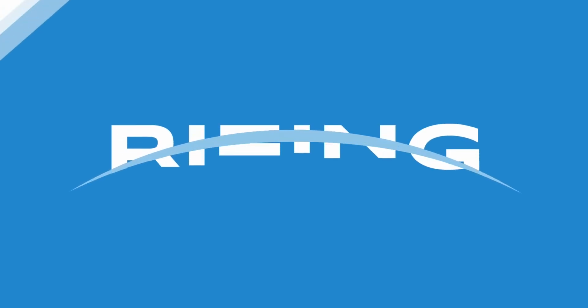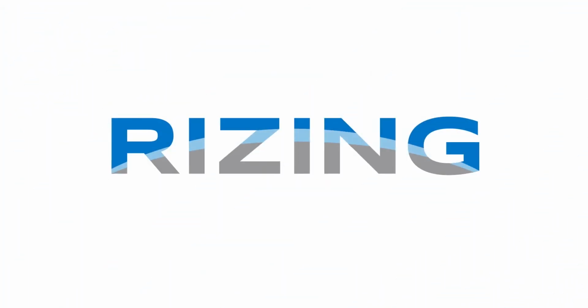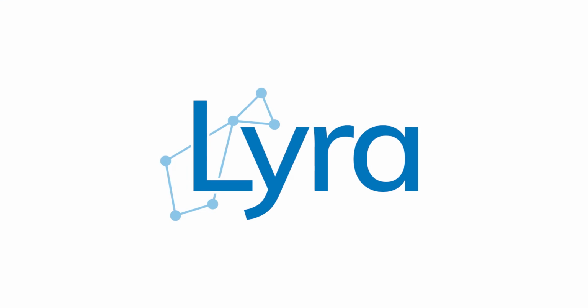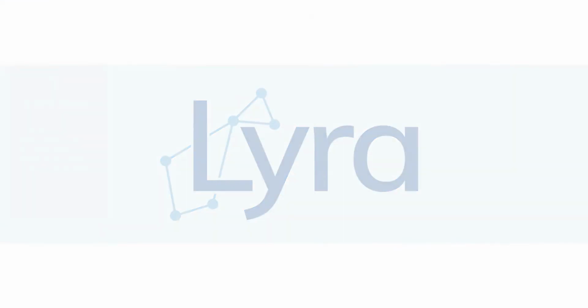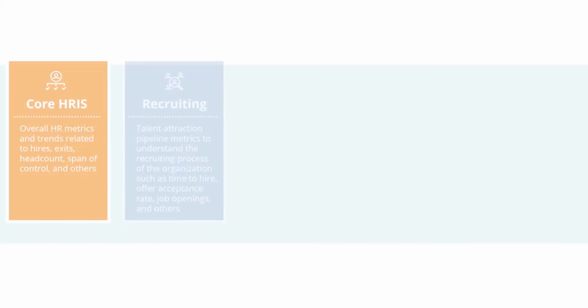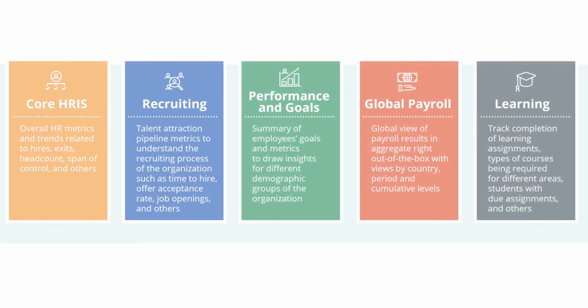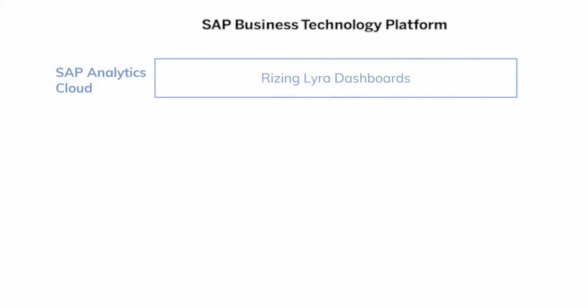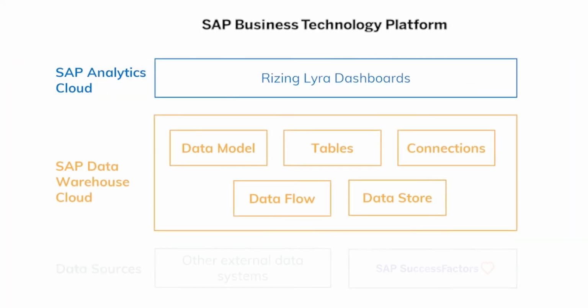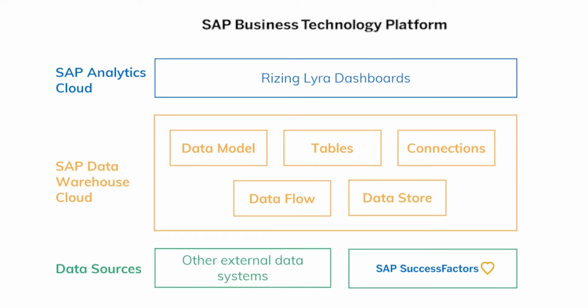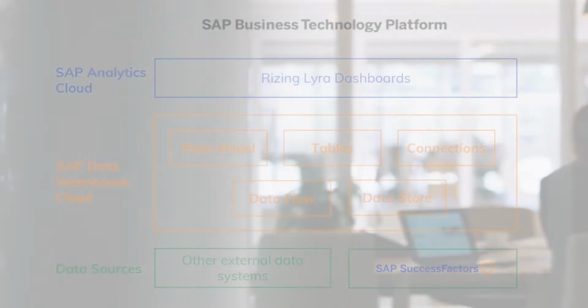Introducing Lyra 2.0, a people analytics solution focused on helping clients and businesses make more informed decisions. From core HR analytics to recruiting, performance, payroll, and learning, Lyra is the only end-to-end analytics solution built to harmonize historic legacy system data. Built on the SAP Business Technology Platform and powered by SAP Analytics Cloud and SAP Data Warehouse Cloud, Lyra is pre-configured with essential KPIs and visualizations to help you get insights into your people data.